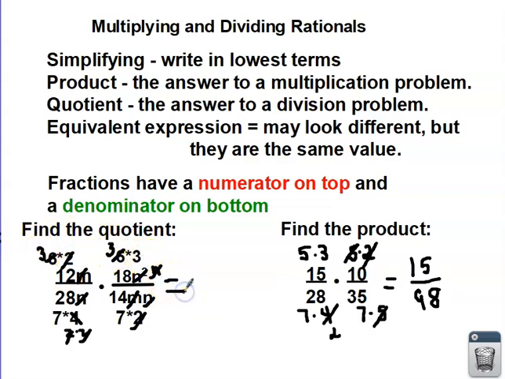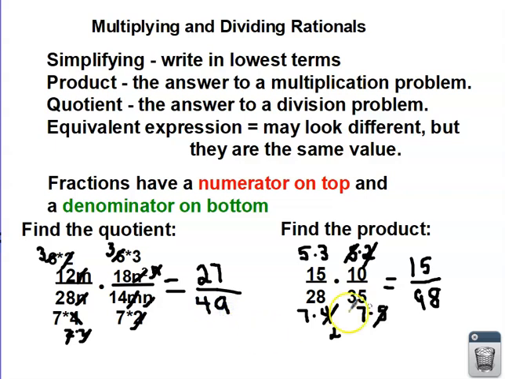3 times 3 is 9. 9 times 3 is 27. Over 7 times 7 is 49. So your final answer is 27 over 49.